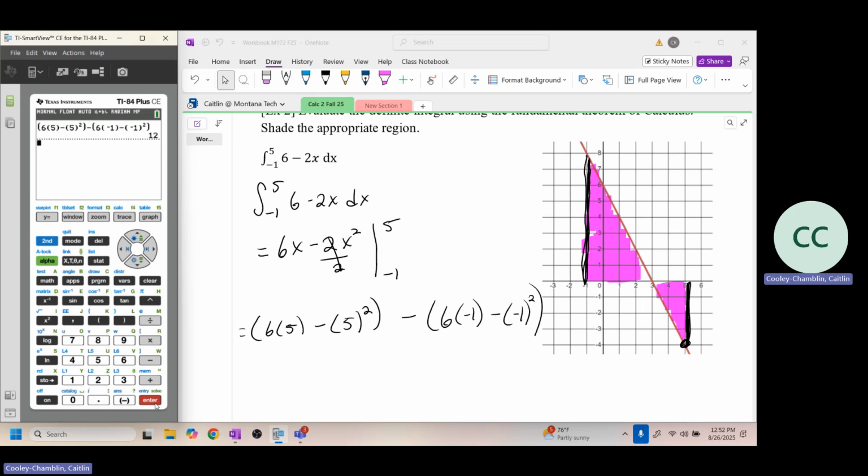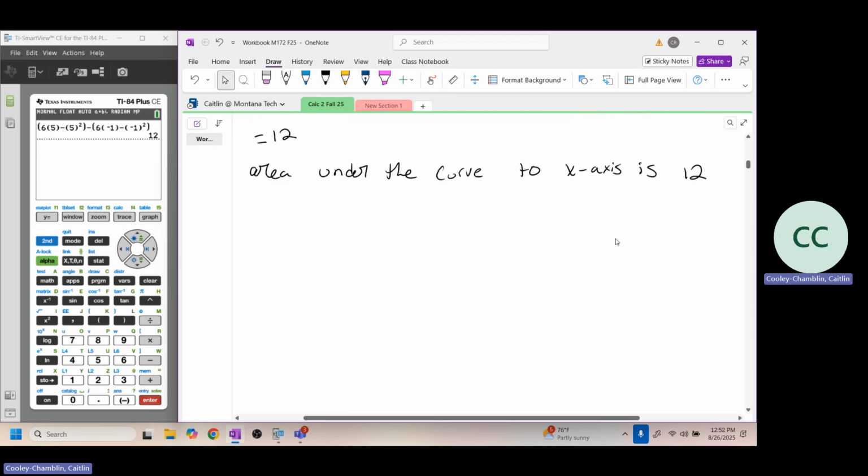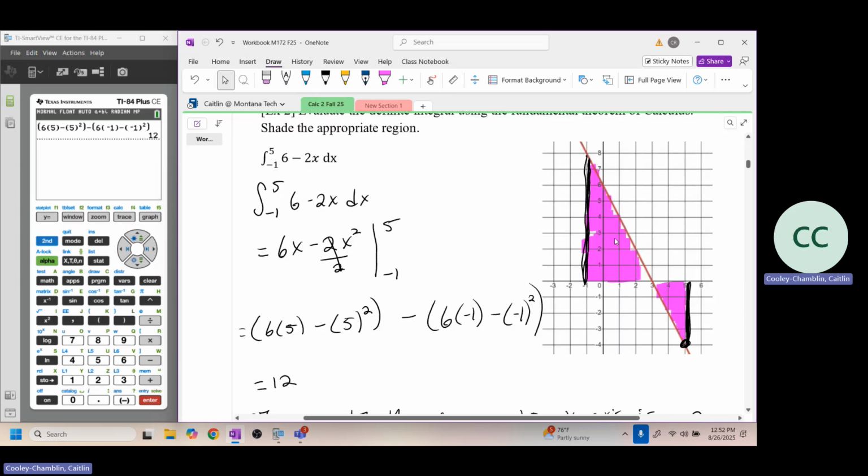And we get 12. So my area under the curve to the x-axis is 12. Just a little sentence. Okay, so what I want you guys to do, I want you to kind of see something here, is I want you to evaluate from -1 to 3, and then from 3 to 5. And I'm breaking it up over positive above the x-axis and below the x-axis.